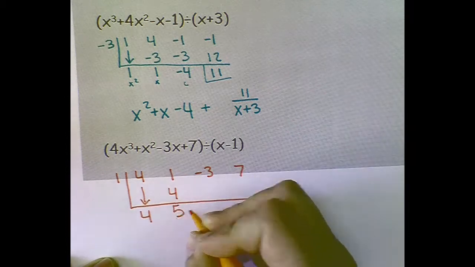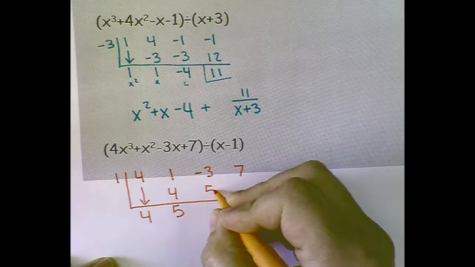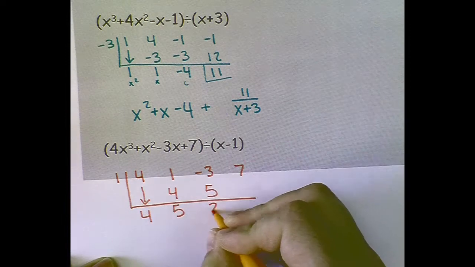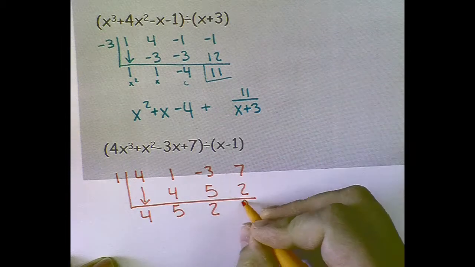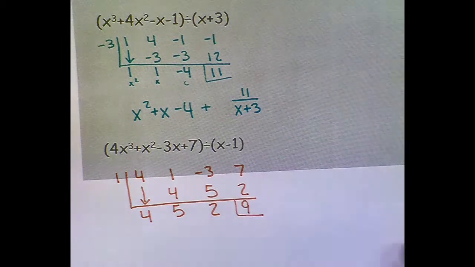Add, 1 plus 4 is 5. Multiply, 5 times 1 is 5. Add, negative 3 plus 5 is 2. Multiply, 2 times 1 is 2. Add, 7 plus 2 is 9. And there's our final answer.